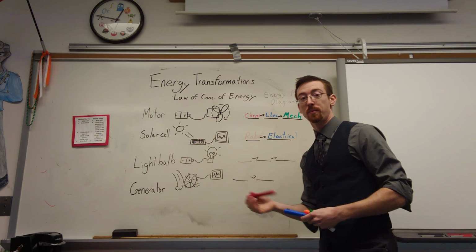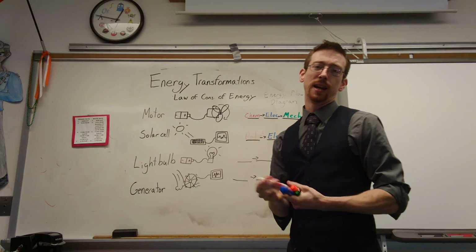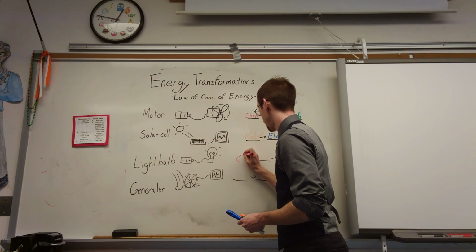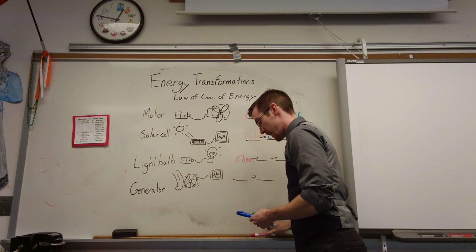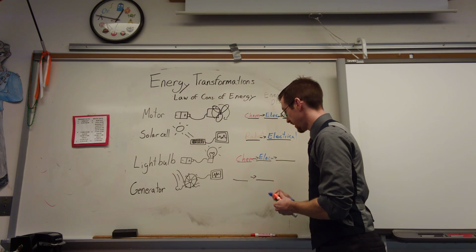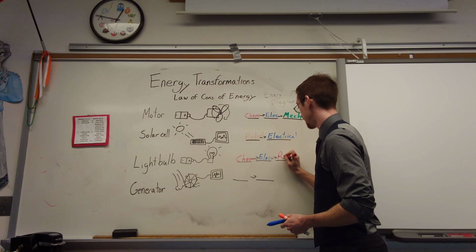Light bulb. It starts with the battery. What did I say batteries had? I said they had... You can't answer. You're on the computer. They have chemical. The wire turns it into electrical. And then the light bulb creates radiant.